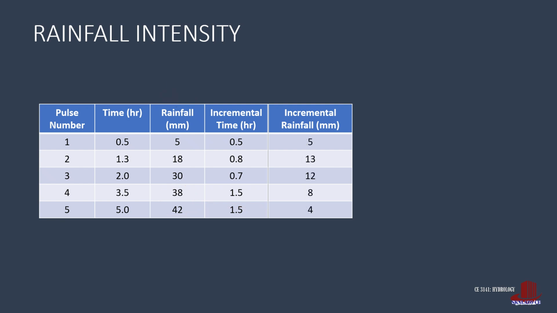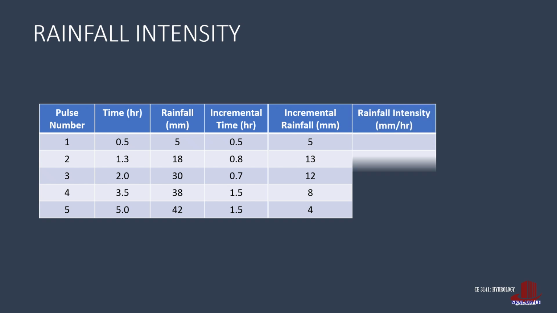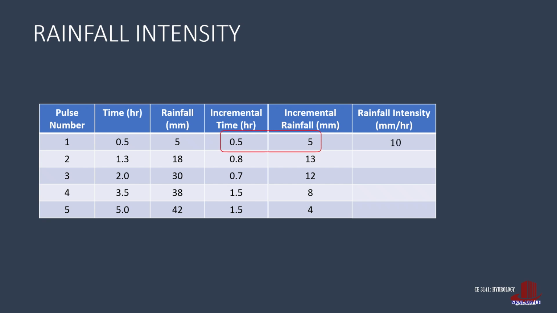Having both the incremental depth and time, we can compute for the rainfall intensity, which is just their ratio. So 5 divided by 0.5 is 10. Then 13 over 0.8 is 16.25. Next is 12 upon 0.7, giving 17.14. Followed by 8 divided by 1.5, resulting to 5.33. The last is 4 over 1.5, which is 2.67.